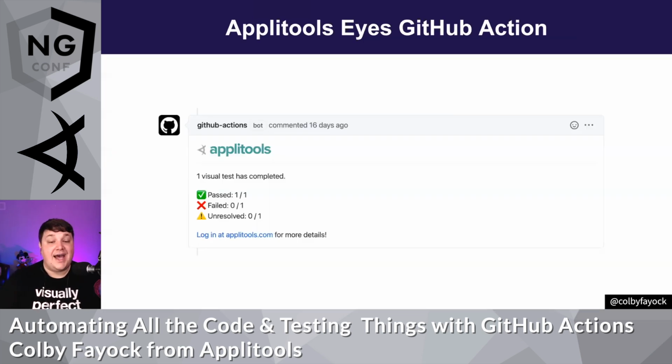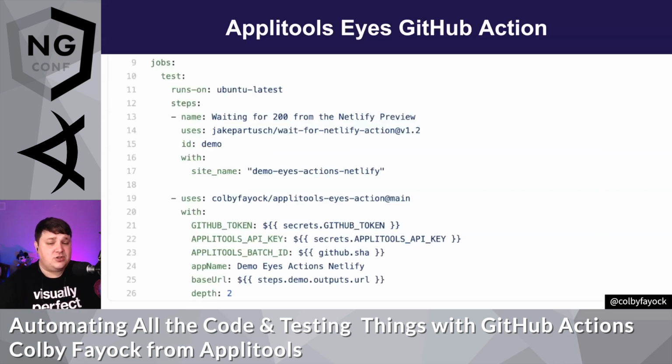With those results, I can comment right on the pull request what's passed, failed, or unresolved, giving the maintainer of the project an easy way to know if the code introduced a bug, or at a minimum, introduced a breaking change. I even figured out a solution where we can plug into an existing Netlify workflow.